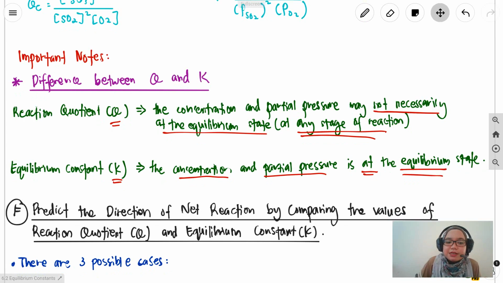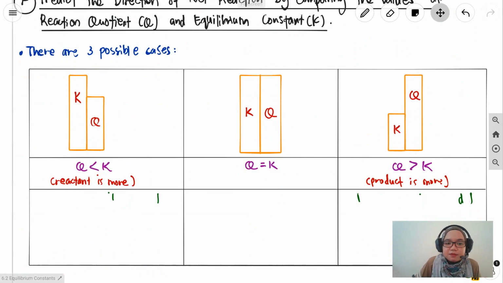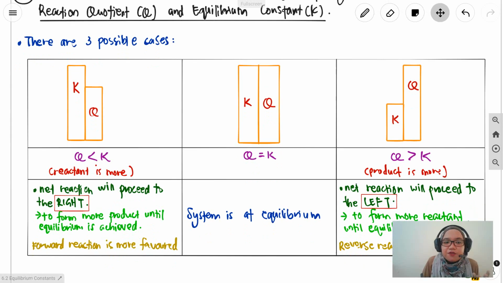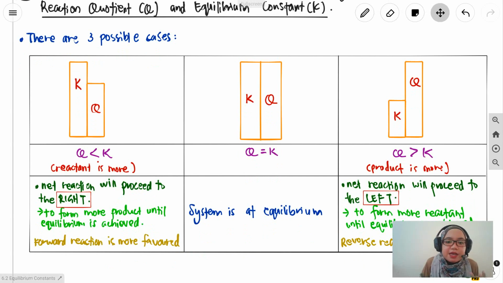Okay, so now let's predict. So here, we are going to predict the direction of net reaction by comparing the value of Q and K. Okay, so there are 3 possible cases. So the first case is where Q is equal to K. So when Q is equal to K, the system is said to be at equilibrium. So this is the first case.